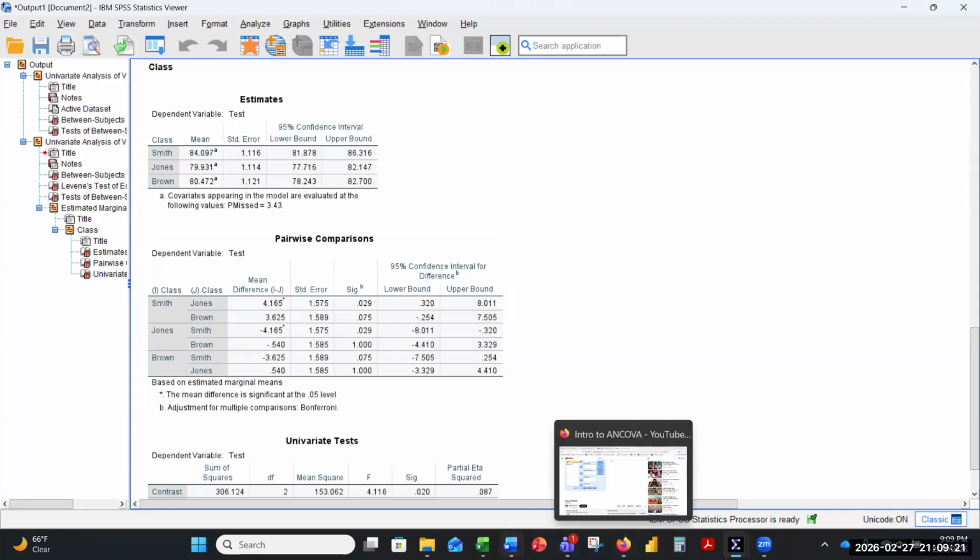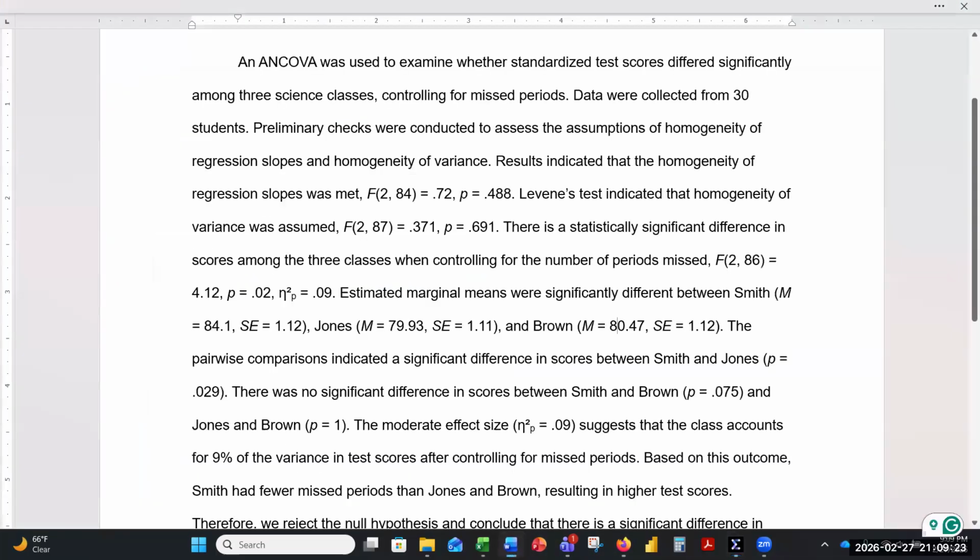So for APA reporting, an ANCOVA was used to examine whether standardized test scores differed significantly among 3 science classes, controlling for missed periods. Data were collected for 30 students. Preliminary checks were conducted to assess the assumptions of homogeneity of regression slopes and homogeneity of variance. Results indicated that the homogeneity of regression slopes was met.